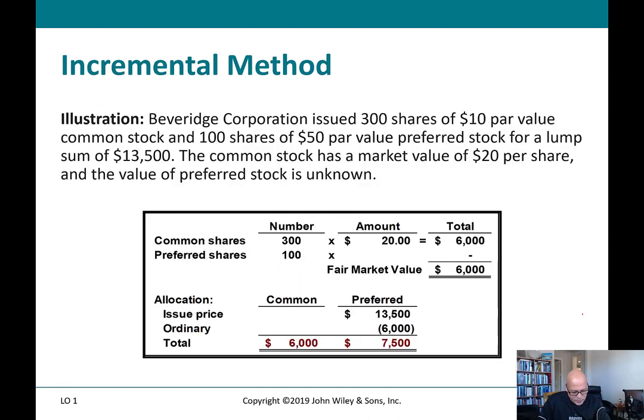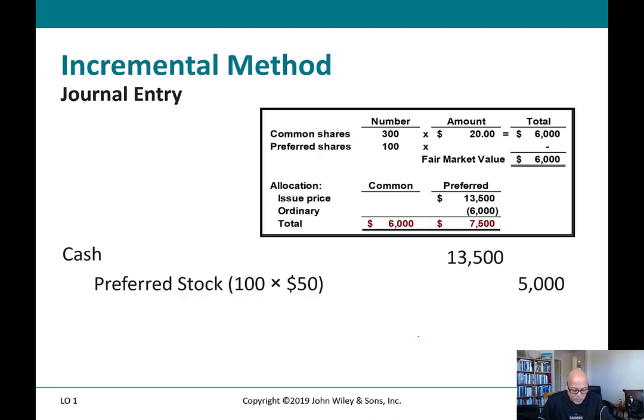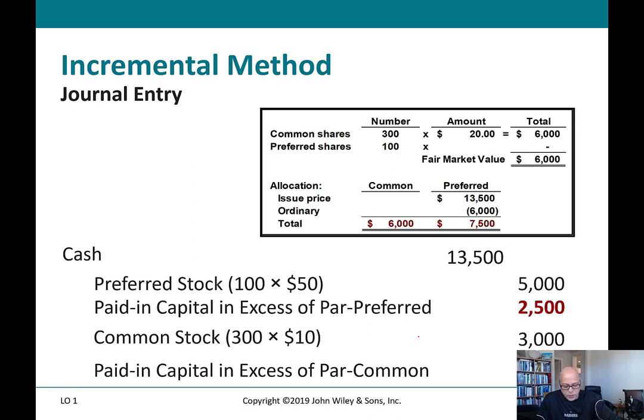With this incremental method, what bothers me is that it just sits there and says, well, the common shares get to go first. I don't know why. What's the logic there? But okay, if you insist. Since we got 13,500 total and we took 6,000 to the common, the remaining goes to the preferred. This seems a bit arbitrary to me, but if they do that, then of course the amounts over par that you allocated to each would go to each respective additional paid-in capital. Whatever. Maybe I'm being overly dramatic here. The proportional method makes better sense to me, but if they want to do it this way, that's fine.